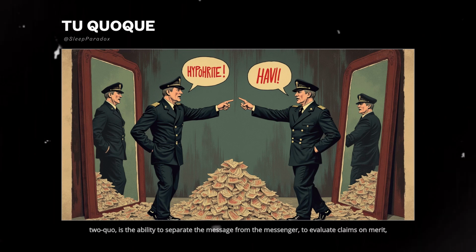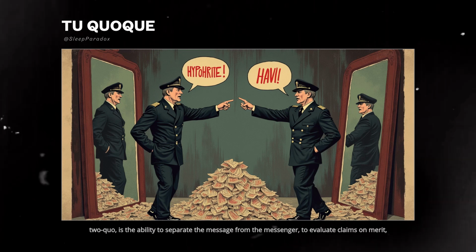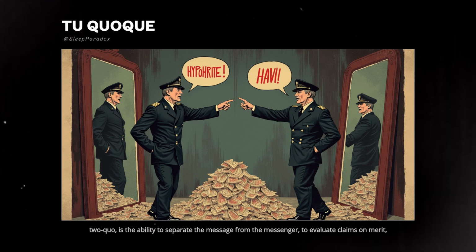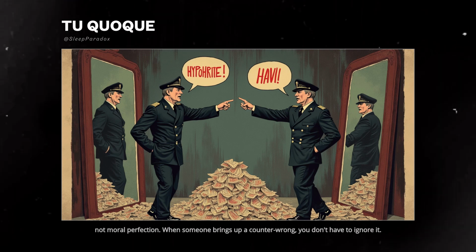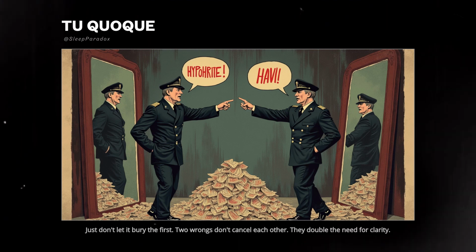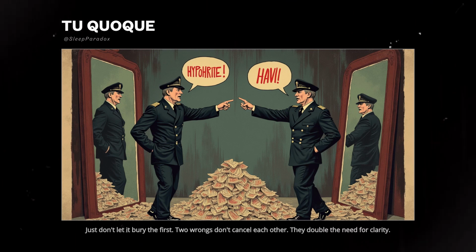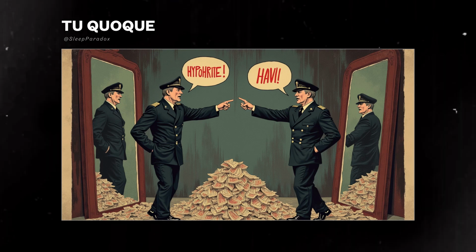What cuts through tu quoque is the ability to separate the message from the messenger, to evaluate claims on merit, not moral perfection. When someone brings up a counter wrong, you don't have to ignore it. Just don't let it bury the first. Two wrongs don't cancel each other. They double the need for clarity.